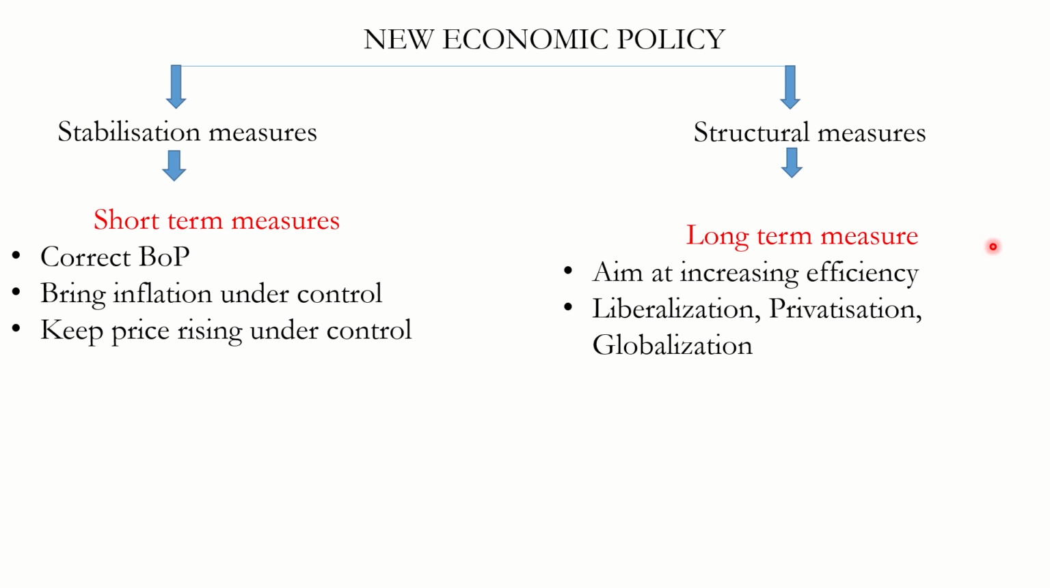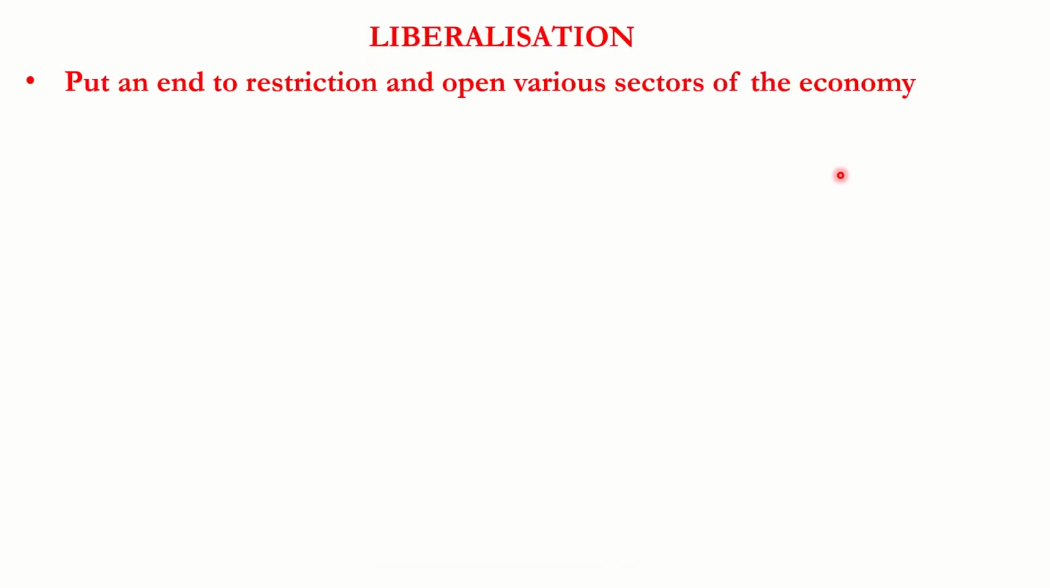Now for the long period of time, that is the long-term measures, it was aimed at increasing efficiency, and LPG was introduced. That is liberalization, privatization and globalization. It comes under structural measures. The first one is liberalization. Now what do you mean by liberalization? It is giving liberty. So the definition says: put an end to restrictions and open various sectors of the economy.